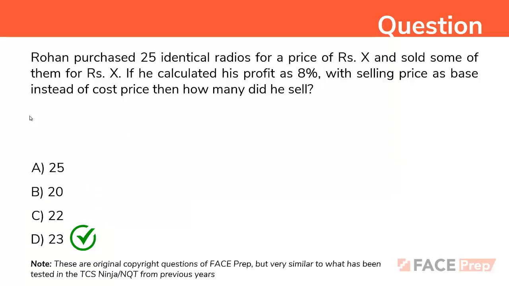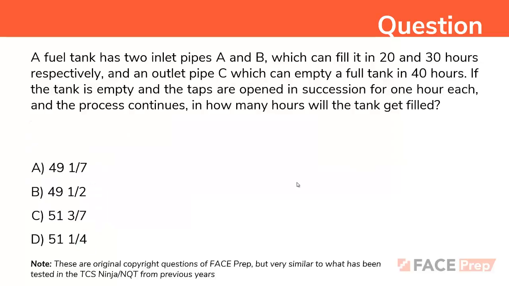This is our answer. So let's solve this question which says a fuel tank has two inlet pipes A and B which can fill it in 20 and 30 hours respectively, and an outlet pipe C which can empty a full tank in 40 hours. If the tank is empty and the taps are opened in succession for 1 hour each and the process continues, in how many hours will the tank get filled? So this question is of pipes and cisterns, which generally gets solved like time and work concepts.